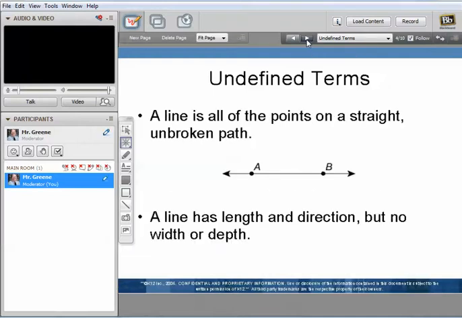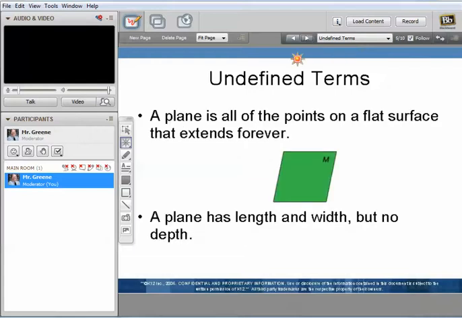Okay? Now the next thing I'm going to do is take a bunch of those points and put them right next to each other and extend it out infinitely in both directions. It's going to become a line, okay? A line is just all of the points on a straight unbroken path. It just goes off in both directions. It has length and direction, but no width or depth. It's not any size that you can think of there. It just goes on and on and on. Okay? Kind of like a teacher.